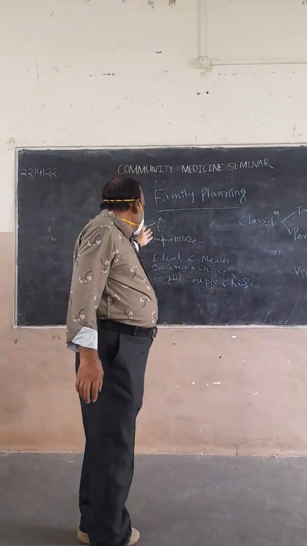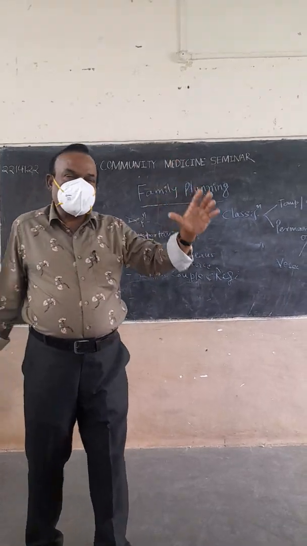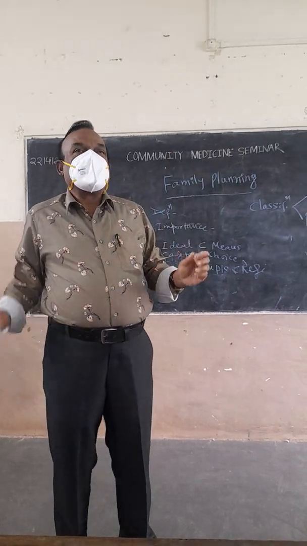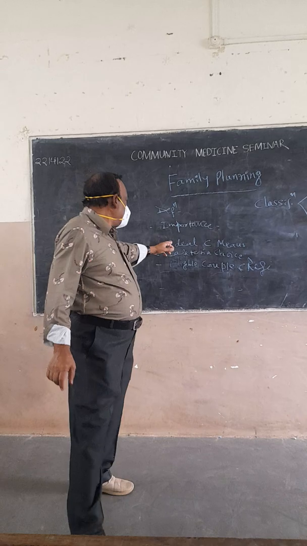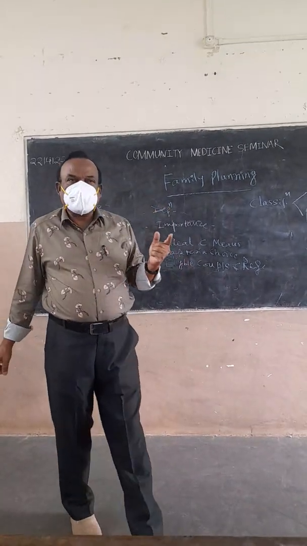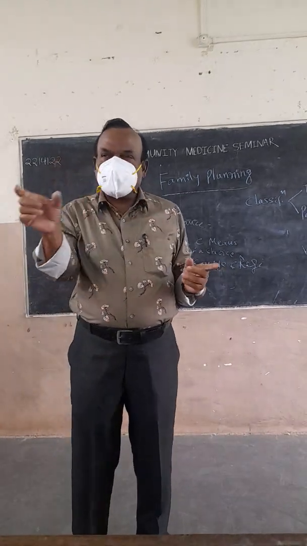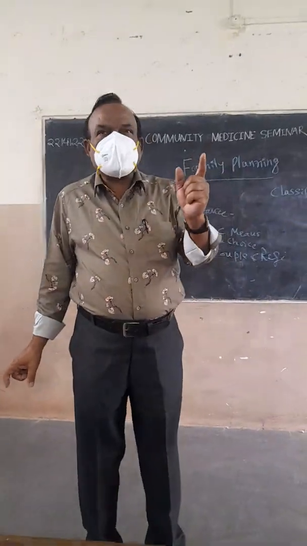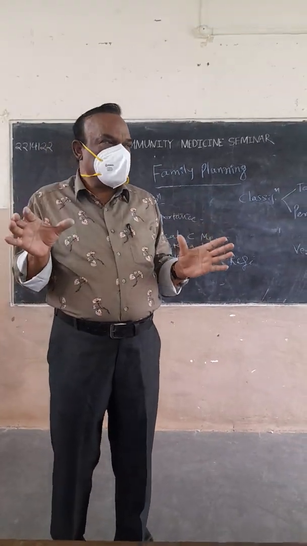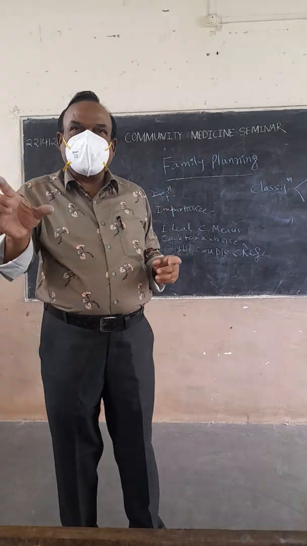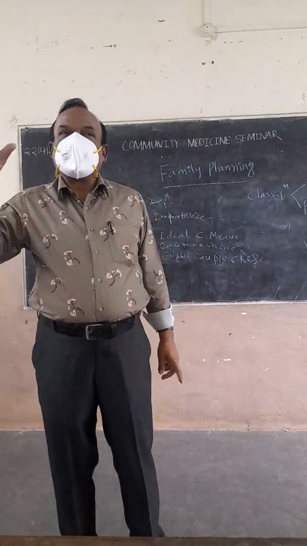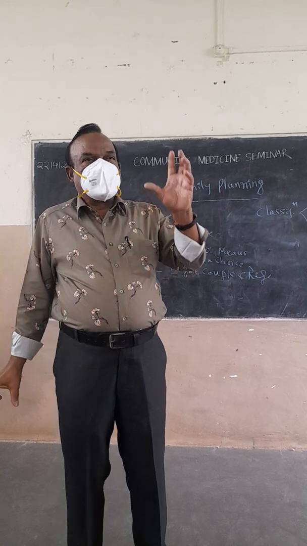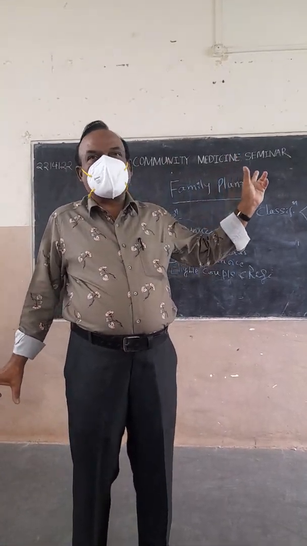So these are the importances of family planning, which are taught to the eligible couple. Who is an eligible couple? Couple means husband and wife, legal husband and wife. An eligible couple is a couple who are legally married and able to give birth to offspring. So an eligible couple is a legal couple who are allowed to give birth to a child.